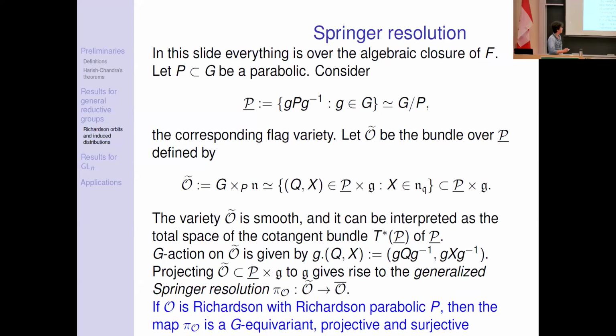Yes. It's the blue part that fails when O is not Richardson. Oh, sorry. No, it's the étale part that fails. O twiddle is of bigger dimension than O when O is not Richardson. And so there is this extra dimension, and it also shows up.